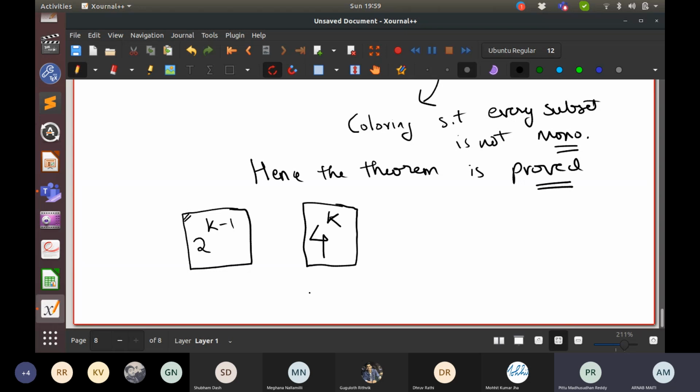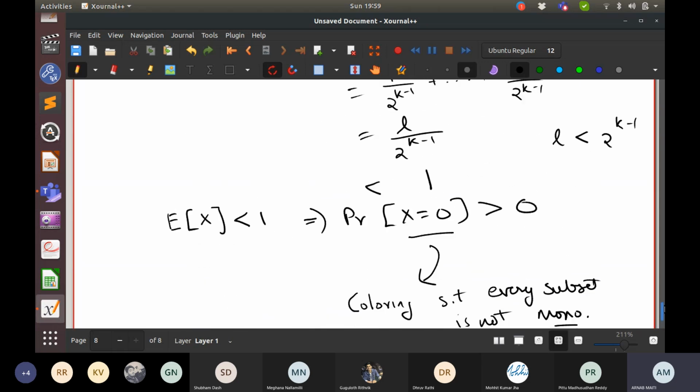Now they take probability over all the family of sets, and then show that the probability of this happening, having a monochromatic coloring, is nice. So this is what I had to show today.